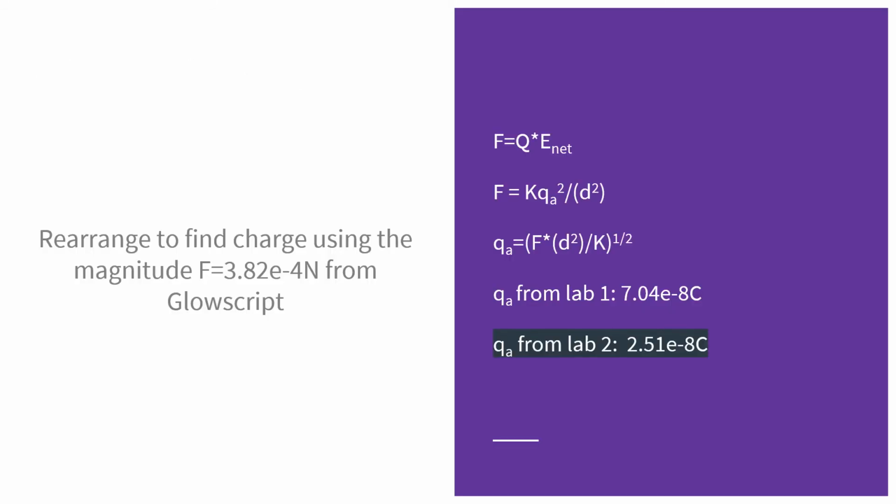So in the GlowScript, we solved directly for the magnitude of the electric force, and that came out to be 3.82 e to the negative 4 newtons from GlowScript. Then we used Coulomb's law to rearrange, and were able to find the charge of the tape using the line of charge model to be 2.51 e to the negative 8 coulombs. And as you can see, I have also listed the charge of the tape as a point charge from Lab 1 as 7.04 e to the negative 8 C.